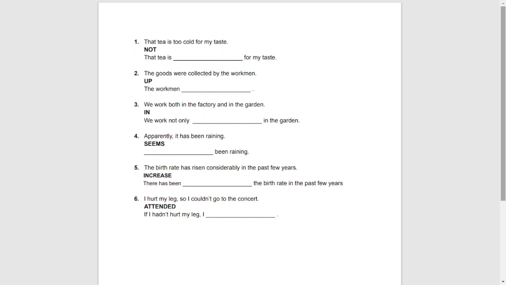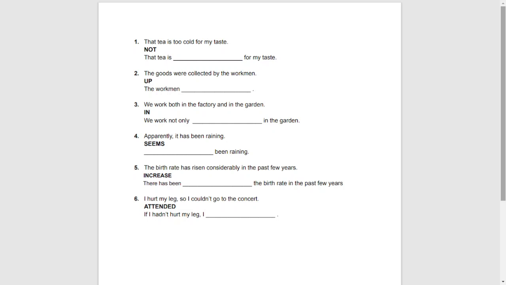The 5th: the birth rate has risen considerably in the past few years. So there has been an increase in the birth rate in the past few years. So if we say "increase in", we get a point because those words collocate together. Okay, so let's move on to the next one, but not so quickly, because in the original sentence of the 5th, we had "considerably". And if we just left it like I left it, we would get 1 point and not 2, because the sentences should have an almost identical meaning.